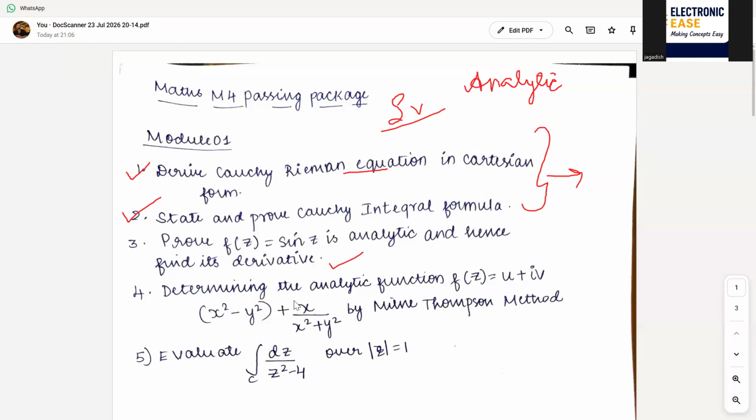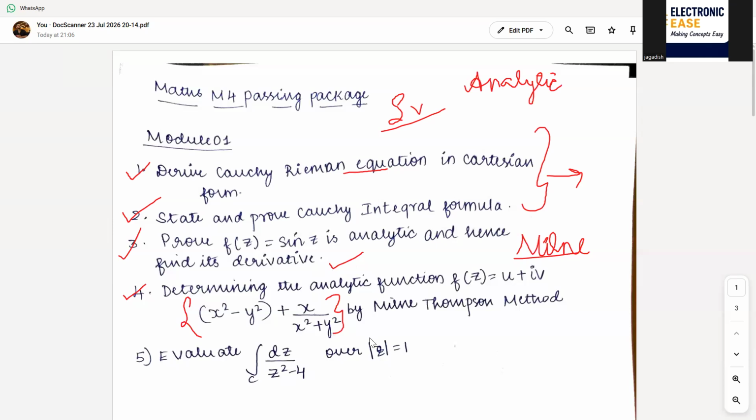Next, the Milne-Thomson method is very important. There are some steps which you need to follow: it should satisfy the CR equation, then you find the differential operator, and lastly you integrate and you will get your answer. That is the procedure for the Milne-Thomson method. So do follow the first 4 to 5 problems of the notes, and you will be in a good way to solve.